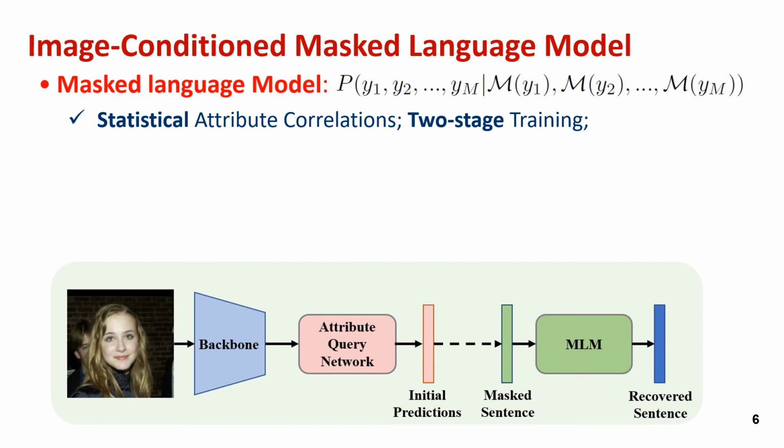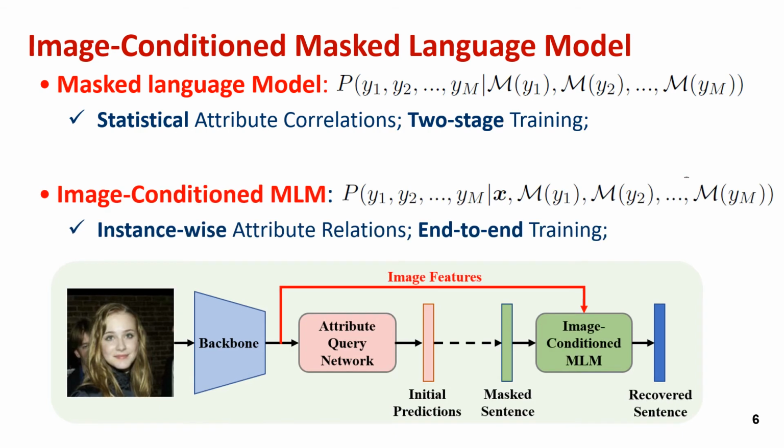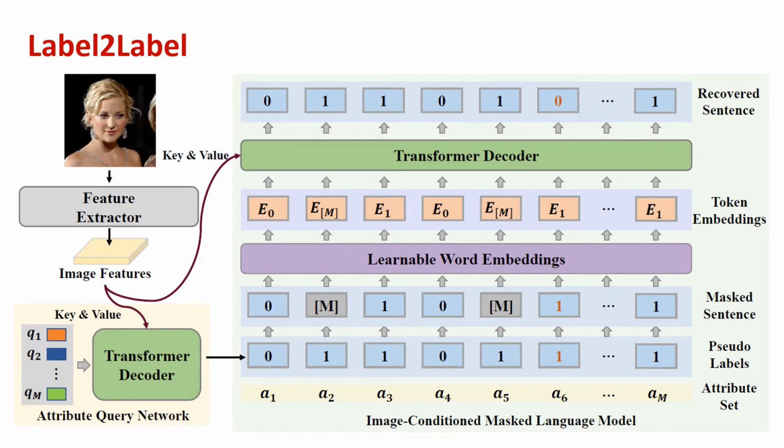To address these issues, we propose an image-conditioned masked language model, which recovers the masked words, conditioned on the masked sentence and image features. Introducing the image condition is not trivial, as it fundamentally changes the behavior of masked language model. With the conditions of the image, the constructed task is an accurate one-to-one mapping. Here we show the overall framework of our work.